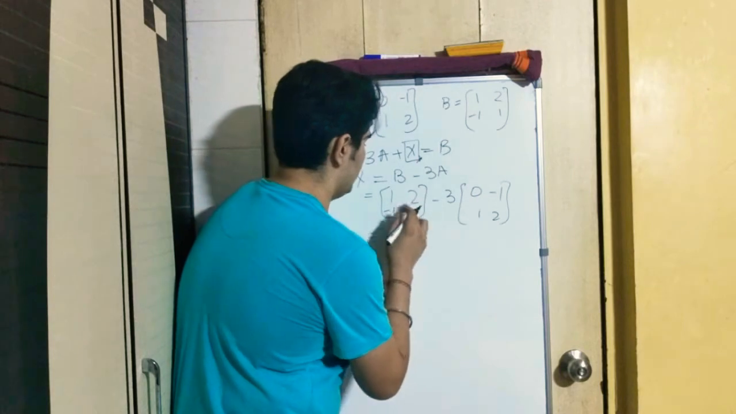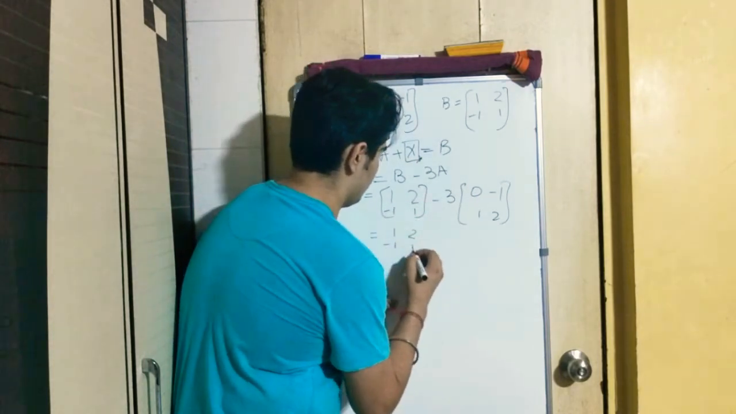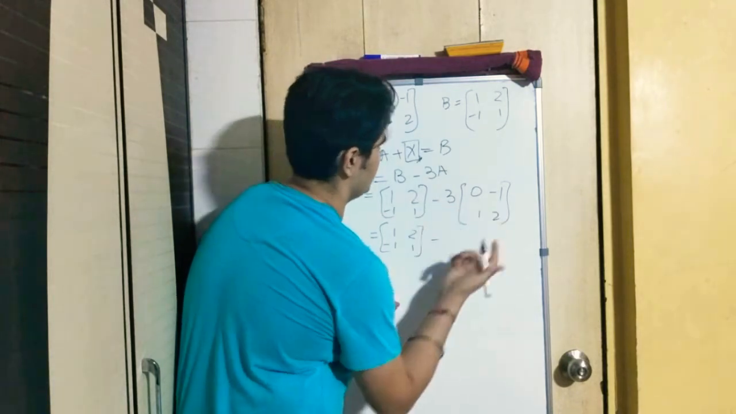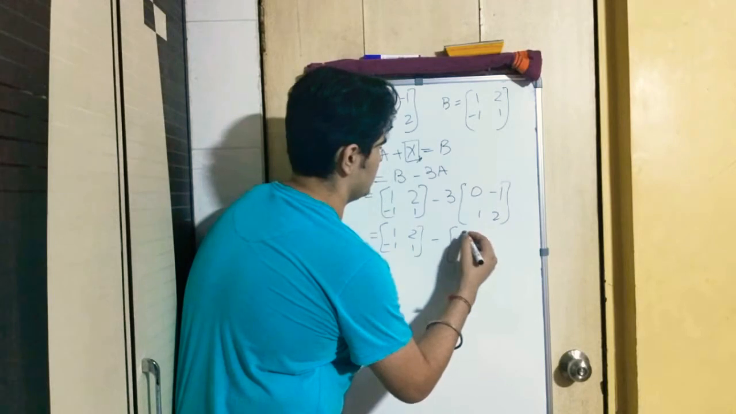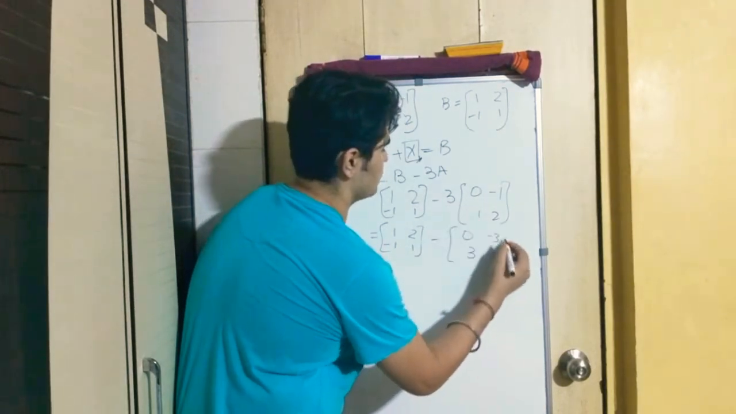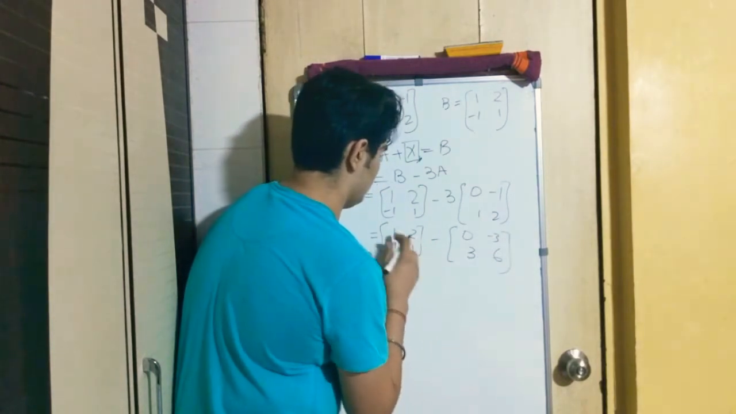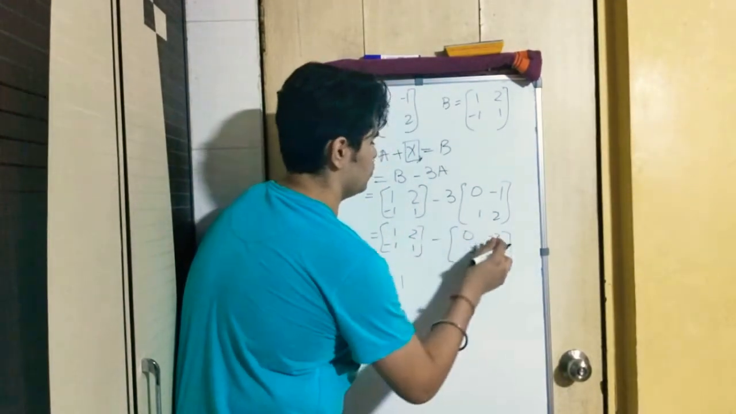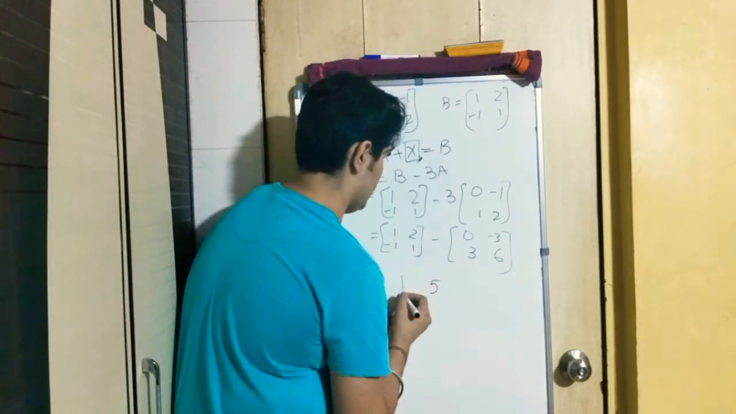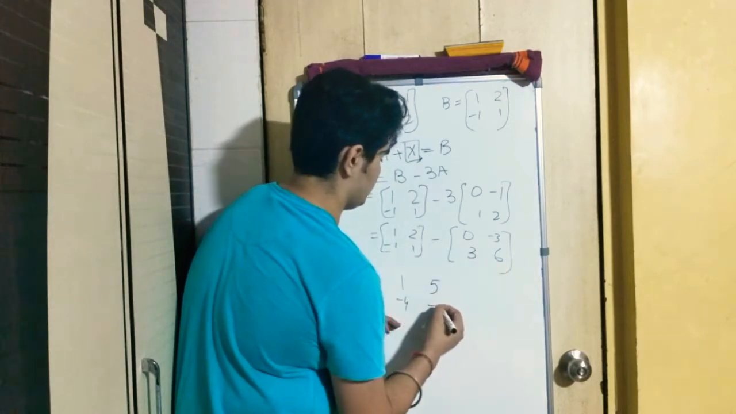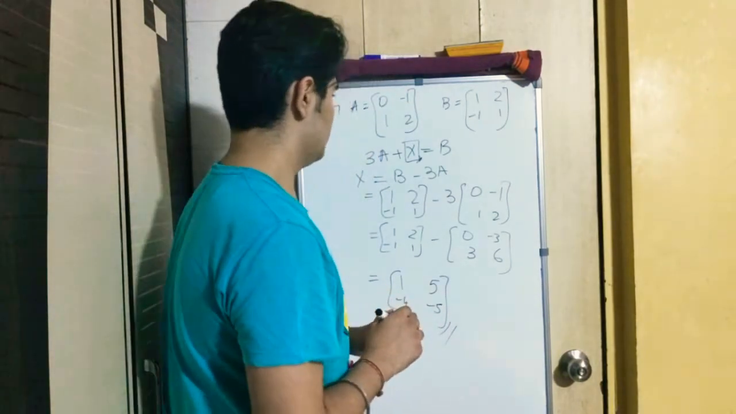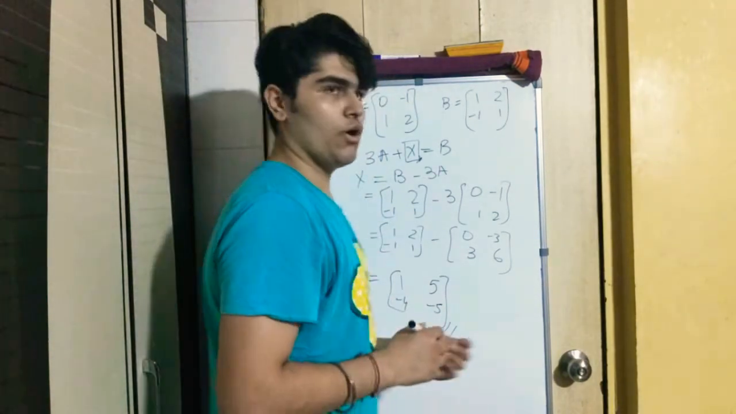So here it is equal to [1, 2; -1, 1] minus, you don't have to multiply the minus sign inside. 3 zeros are 0, 3 into minus 1 is minus 3, 3 ones are 3, 3 twos are 6. 1 minus 0 is 1, 2 minus of minus 3, so 2 plus 3 is 5, minus 1 minus 3 is minus 4, 1 minus 6 is minus 5. So the first condition is solved. And copy it down.